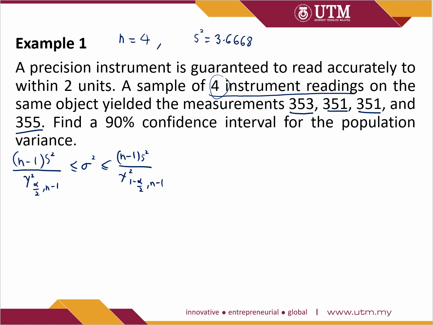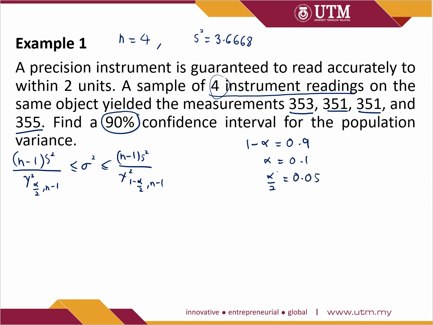Now we have these two values. The next one, we need to know the values for the chi-square. Given that this is our confidence interval, which is 90%, 90% is referring to 1 minus alpha, given that it is 0.9. So alpha would be equal to 1 minus 0.9, which is 0.1. So alpha over 2 would be equal to 0.05.